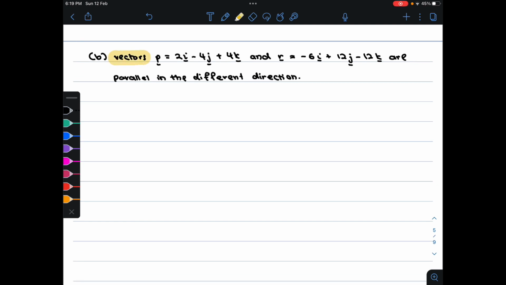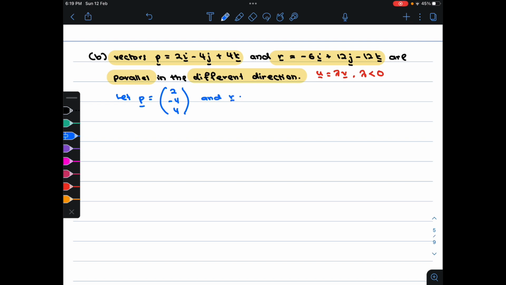For part B, we need to show that the vectors P and R are parallel, but this time in the different direction. So this means that we can write it like U equals lambda V, but this time lambda should be a negative value. So vector P is 2, negative 4 and 4. And the vector R is negative 6, 12 and negative 12. So if we try and see here, we can see that the vector R is actually triple the vector P.